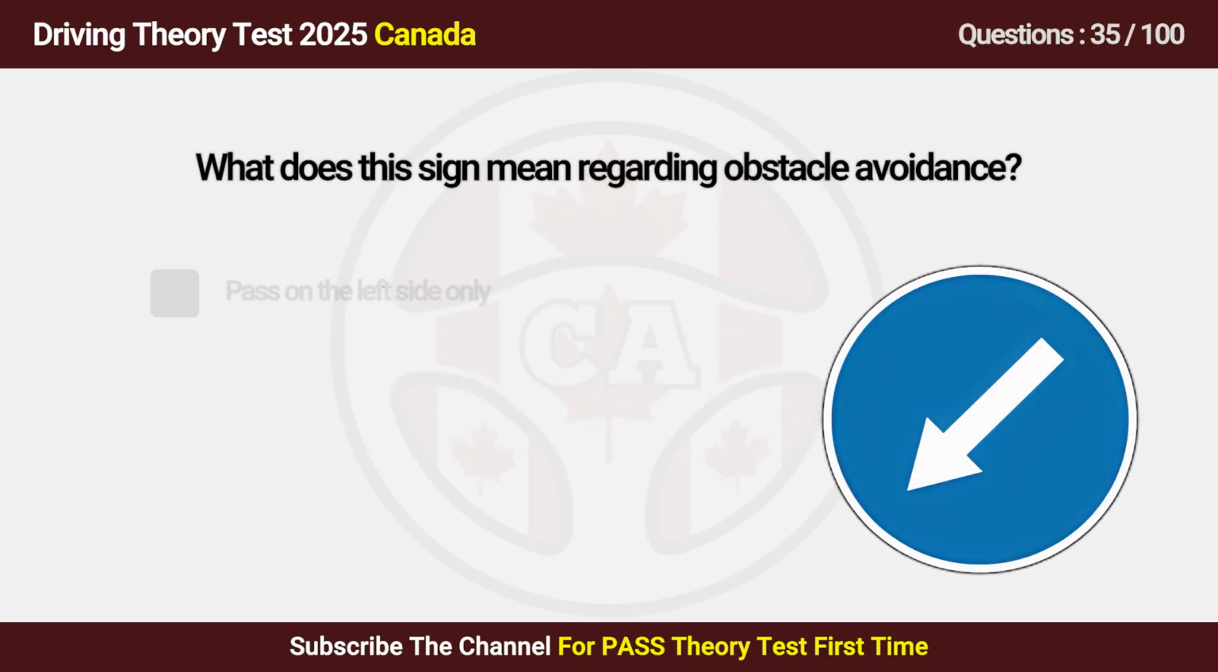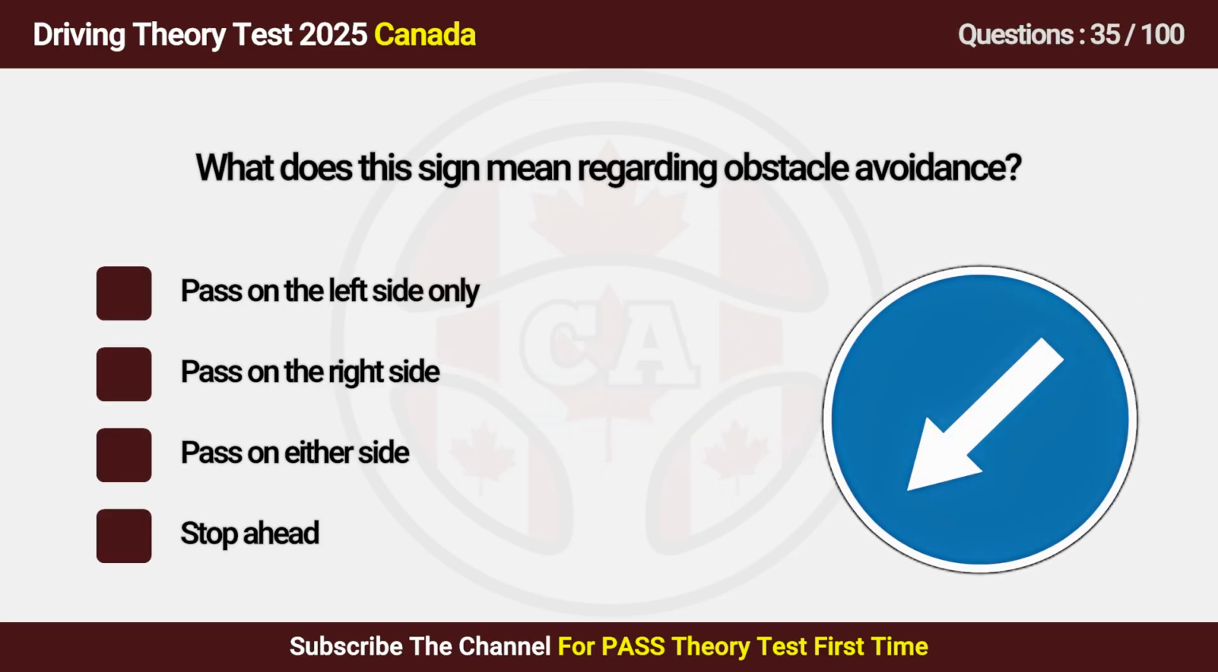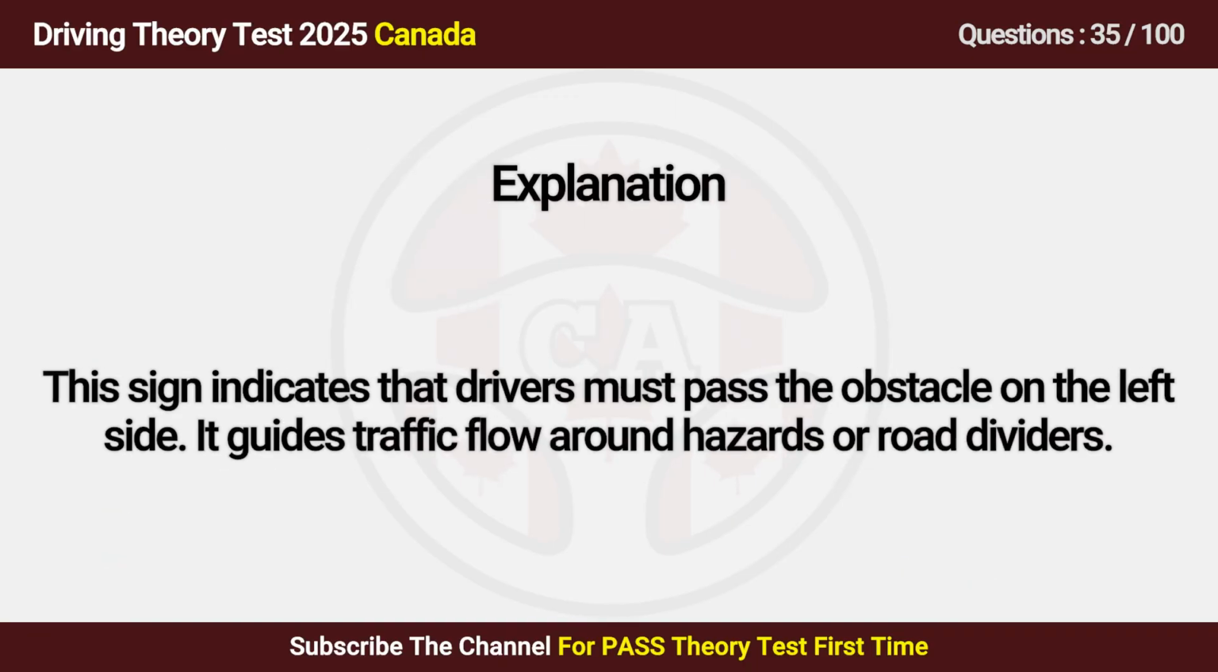Question 35. What does this sign mean regarding obstacle avoidance? A. Pass on the left side only. B. Pass on the right side. C. Pass on either side. D. Stop ahead. Answer is A. Pass on the left side only. This sign indicates that drivers must pass the obstacle on the left side. It guides traffic flow around hazards or road dividers.